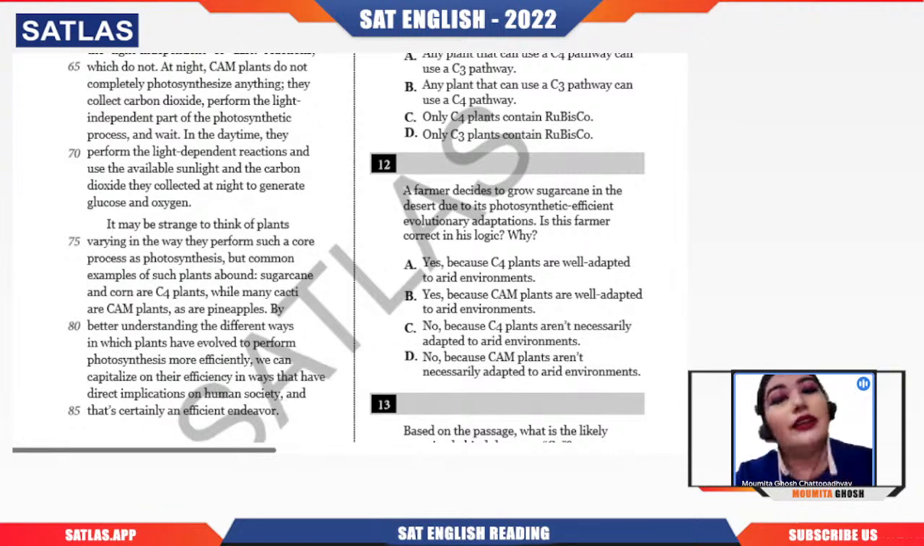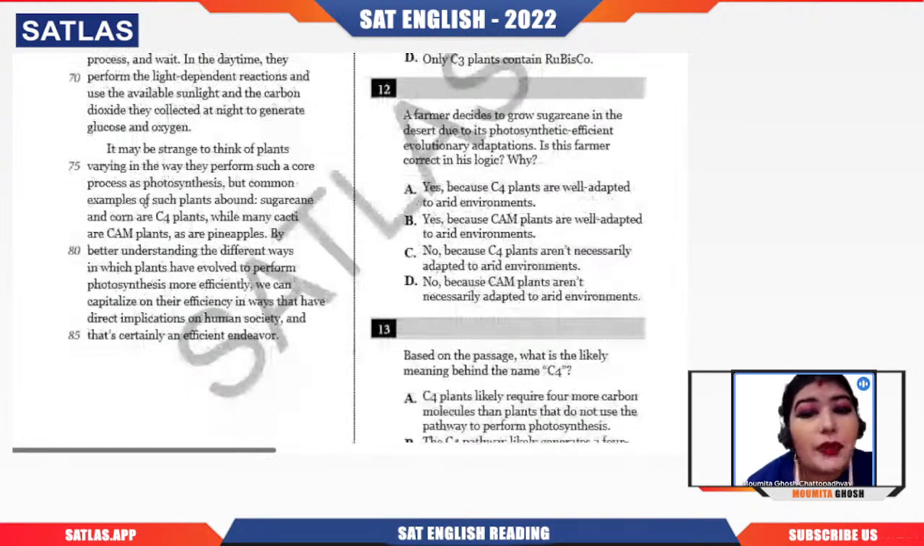During the daytime the carbon fixation takes place, and after that, with the help of the saturation of the rubisco enzyme, the further process takes place at night. Okay, and they use the available sunlight and the carbon dioxide they collected at night to generate glucose and oxygen. So only in the case of CAM plants does photosynthesis take place throughout the day. But in the case of C4 plants or simple plants, which we see in the surroundings, photosynthesis only takes place during the daytime.